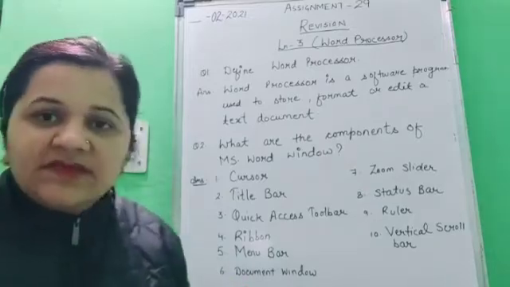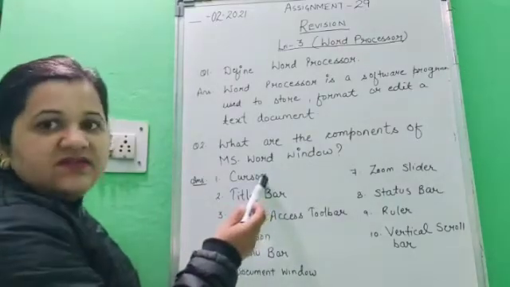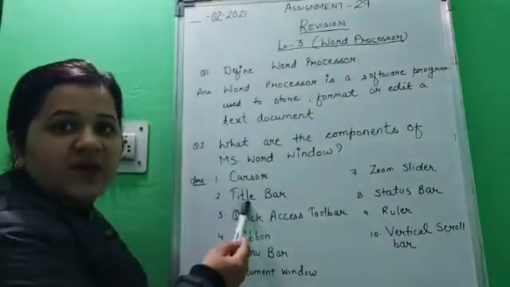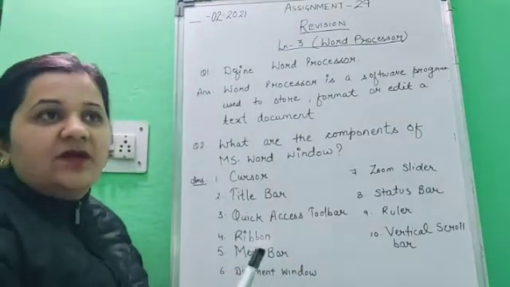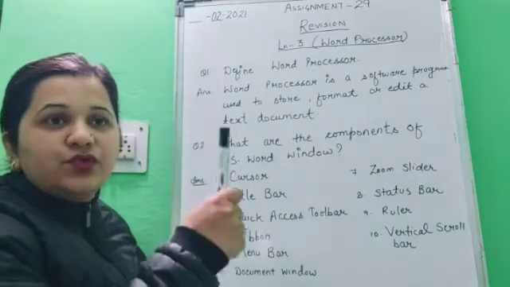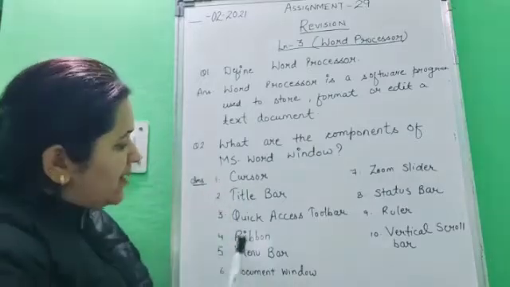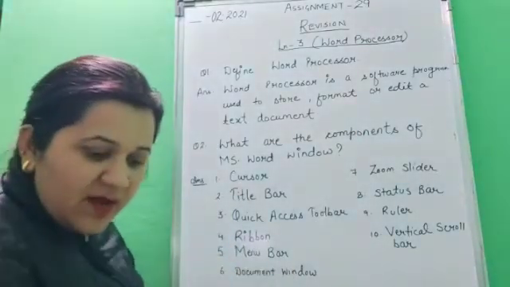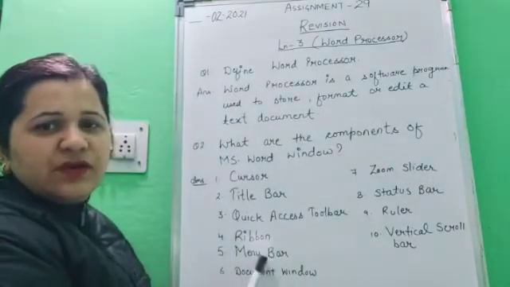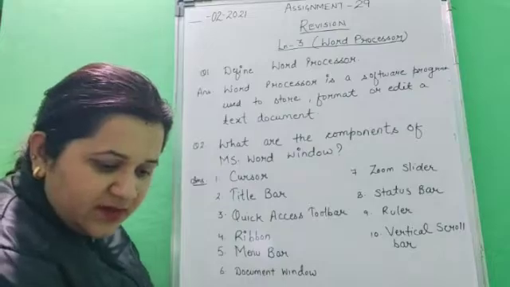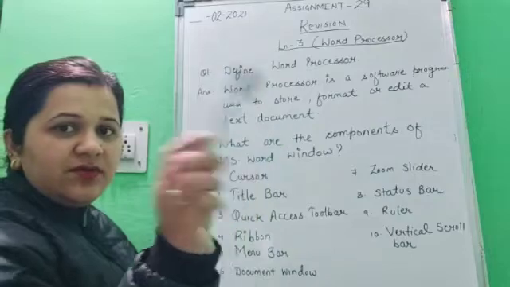Components means you can simply say parts. These are the parts of the MS Word window. Now what are the parts? Cursor, the small blinking line. Title bar, where the name of the file is shown. Quick access toolbar, which has some frequently used tasks like new, save, open, and undo, redo options. This is the ribbon. The whole portion above is known as the ribbon block. Next is the menu bar. It shows the menus like home, file, then insert, design. These are the tabs which are written on the menu bar.